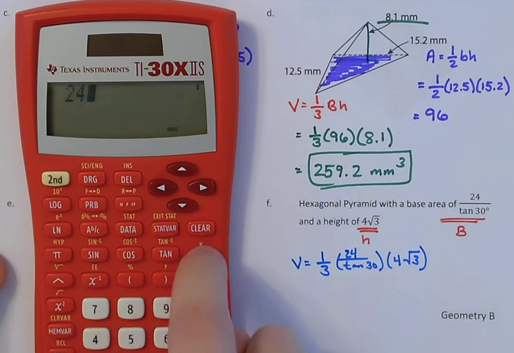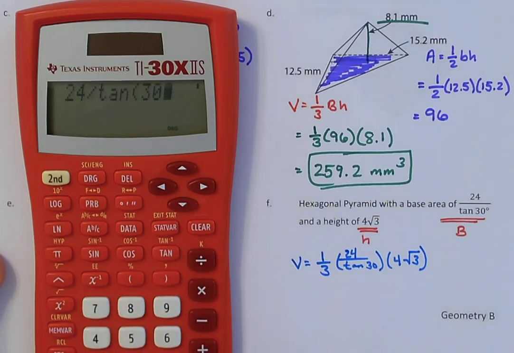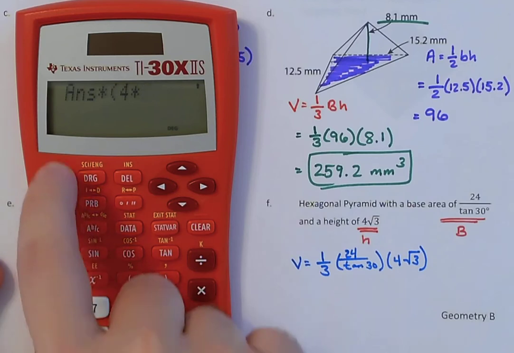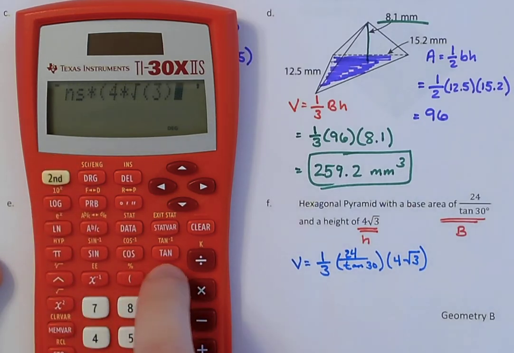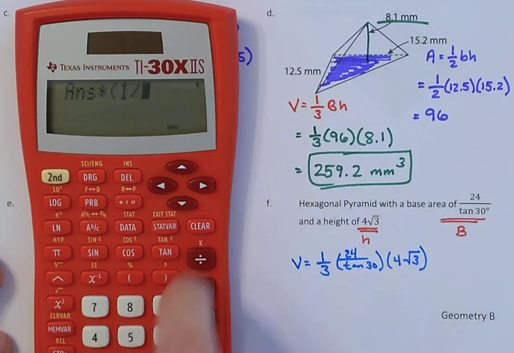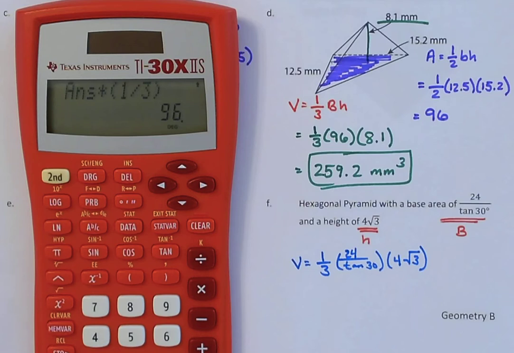So I'm going to suggest that we evaluate this 24 over tangent 30. So it's 24 divided by tangent 30, and that gives us 41.569, so on. Let's multiply that by 4 times the square root of 3, and that gives us 288, and then we want to multiply by 1/3, and that gives us a volume of 96 units cubed.